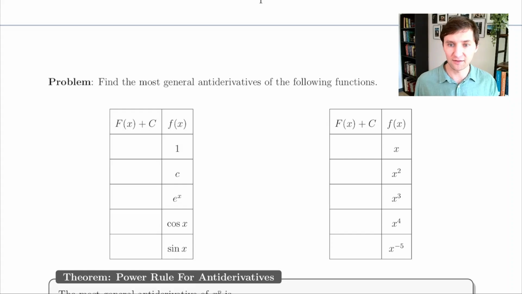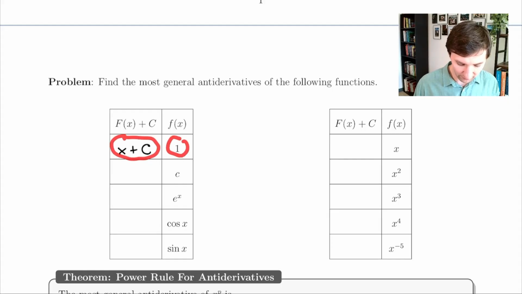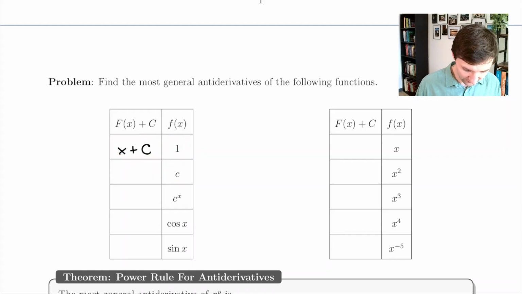Let's see if we understand this by trying to find the most general antiderivatives of the following functions. If you would like to try this on your own, stop the video now. I believe that the most general antiderivative of 1 is x plus c. And that is because the derivative of this expression is always 1, regardless what c is. Antiderivative of c is cx plus c. Antiderivative of e to the power of x, the most general antiderivative, is e to the power of x plus c.